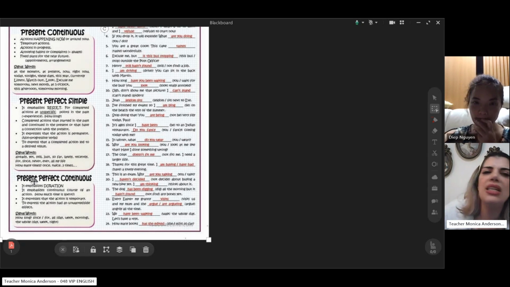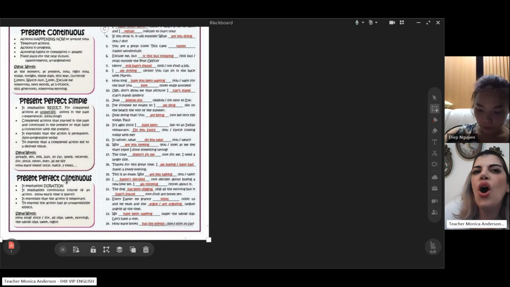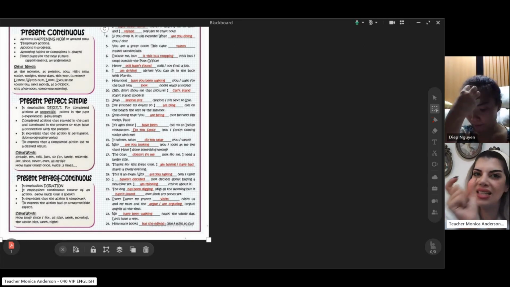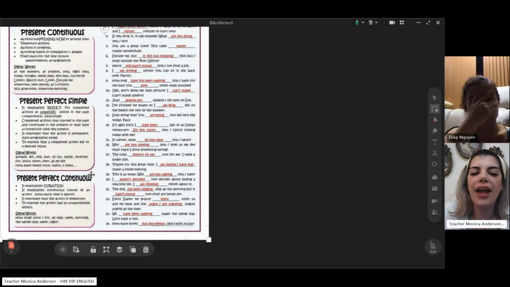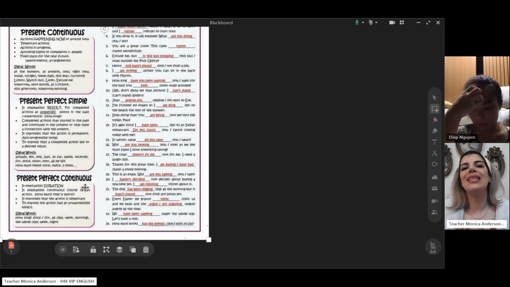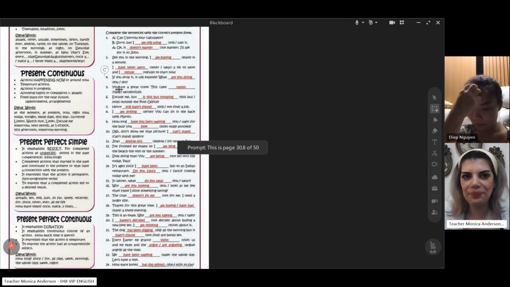About present perfect continuous, of course, we can use how long, since, and for. And when we say, for example, all day, all week, all morning, or the whole day, these signal words indicate that we need to use present perfect continuous.